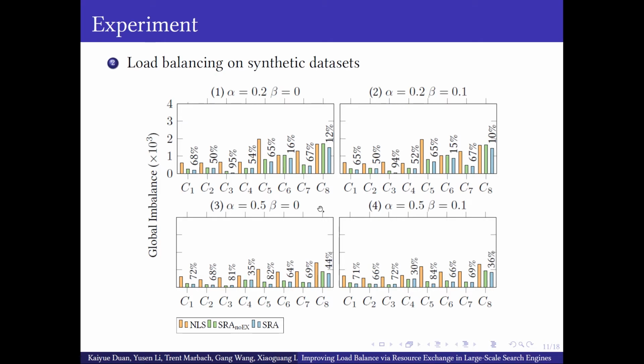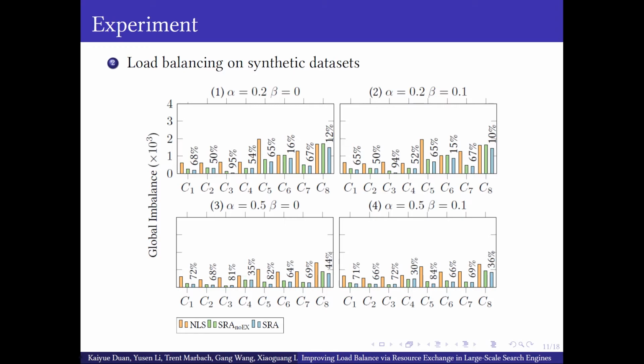In this experiment, we use synthetic datasets under different alpha and beta parameters to simulate 1,000 leaf machines and 100 exchangeable machines. This figure plots the global imbalance produced by 3 algorithms. They are SRA without using exchangeable machines, denoted by SRA no EX, SRA, and a noisy local search, aka NLS, which is a cutting-edge algorithm used for the machine reassignment problem. The percentage displayed in this figure indicates the proportional improvement of SRA over NLS in terms of the global imbalance. We have several observations.